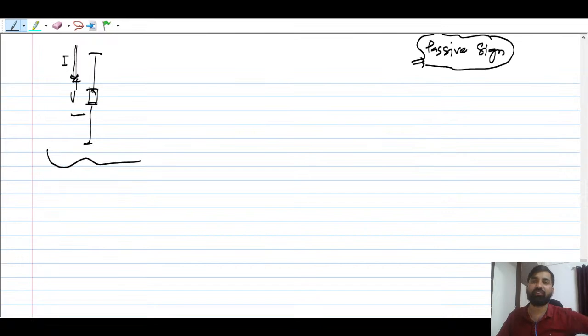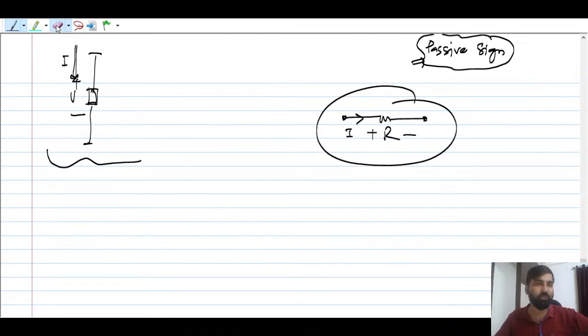It is a very important convention to solve any sort of question. Passive sign convention means if any passive element is there and current is entering into the passive element, we will always enter that current with plus sign. So suppose this is a resistor, R. If current is flowing here, you will say always plus to minus. So the voltage across this is going to be plus to minus. This is very important.